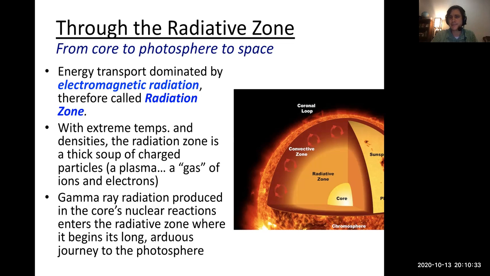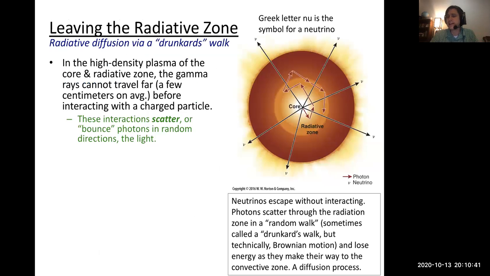So what happens to this? Let's imagine a gamma ray photon trying to make its way through the radiative zone. That's going to be a really long and hard path for this poor lonely gamma ray, because it's traveling through such a dense soup of ions and electrons. Everything's packed very close together, so once the gamma ray is produced by the fusion reaction in the core, it doesn't make it very far, only a few centimeters on average, before it runs into an ion or an electron.